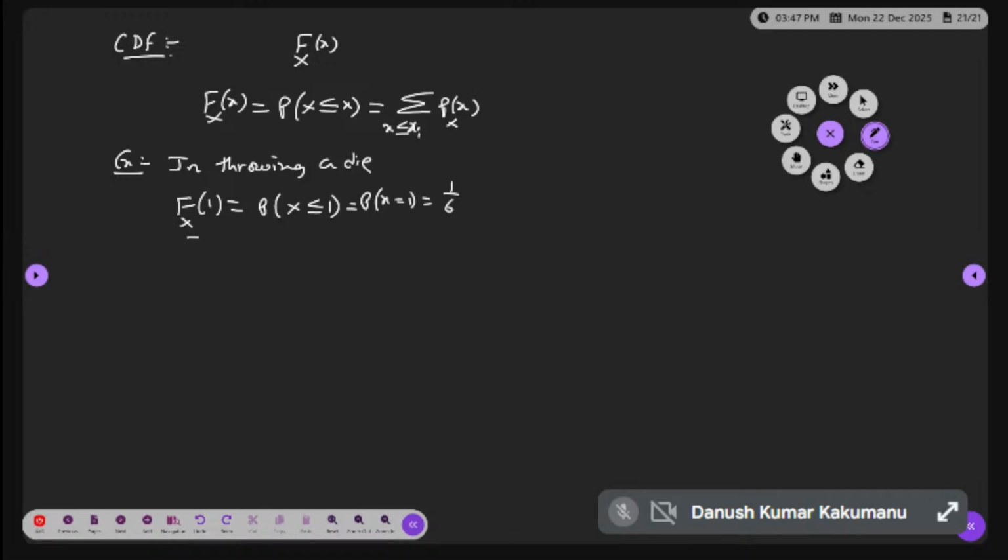CDF of 2 is what? Tell me, what is the CDF of 2? CDF of 2 means P of x less than or equal to 2. It is the sum of PMF values of the two events. Which two events?